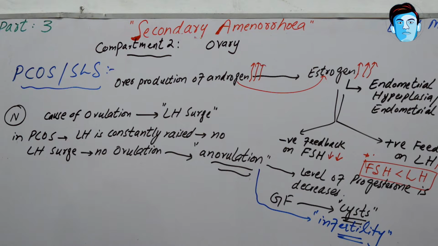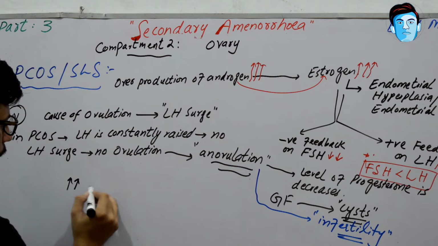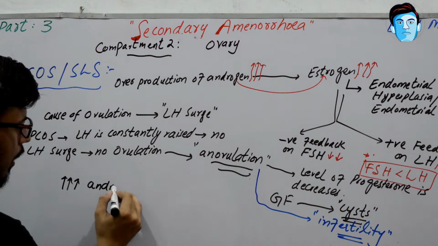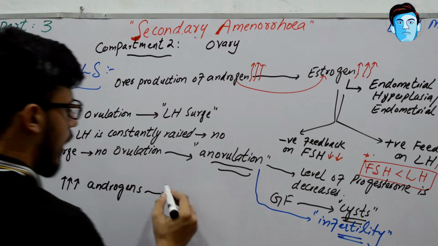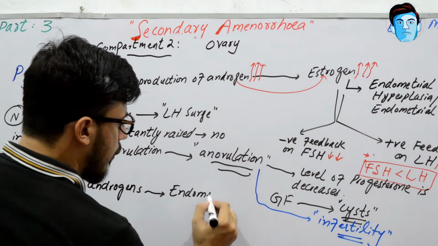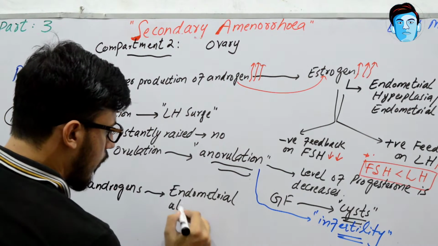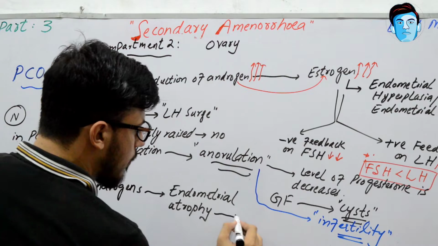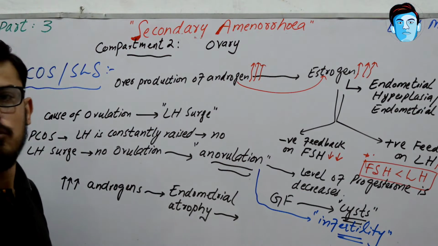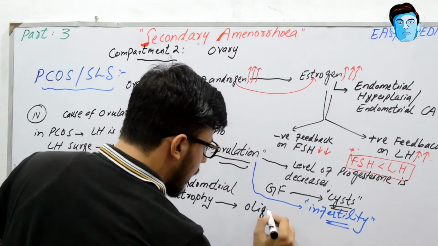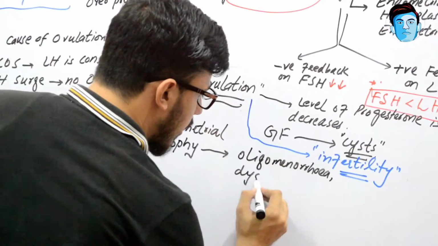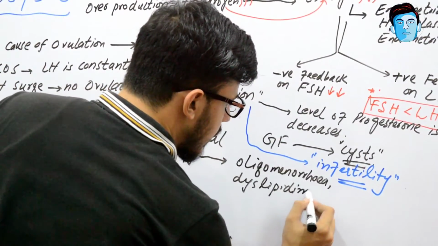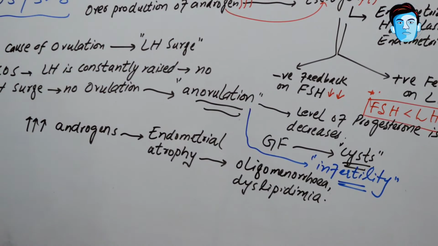Now as you know, in PCOS there is hyperandrogenism. There is a very high level of androgens. The high level of androgen can lead to another issue as well. It leads to endometrial atrophy. And because of this problem, usually the patient comes with a complaint of oligomenorrhea, and also with a complaint of dyslipidemia. Dyslipidemia means there is more level of LDL and low level of HDL.